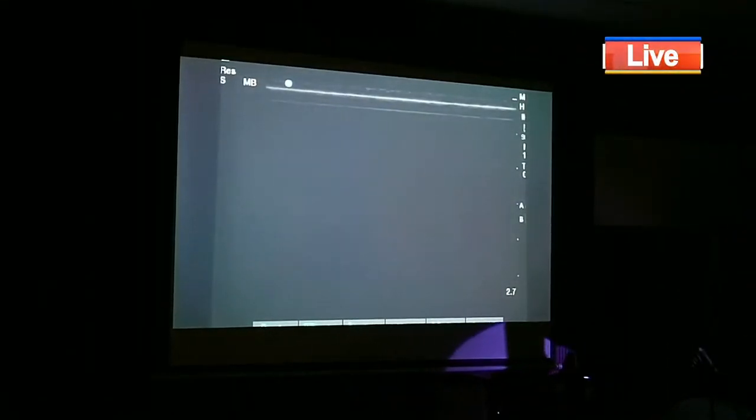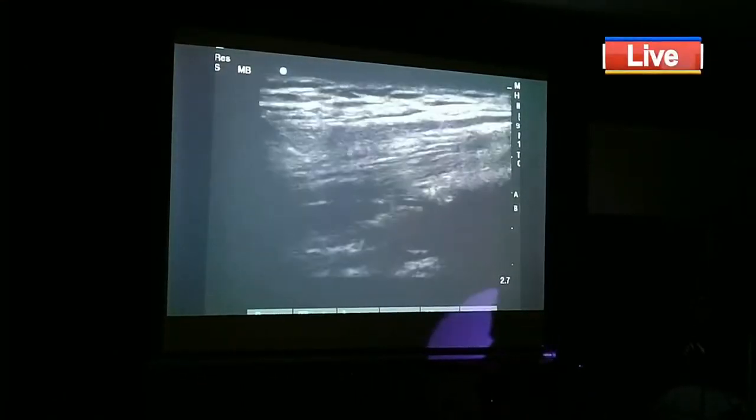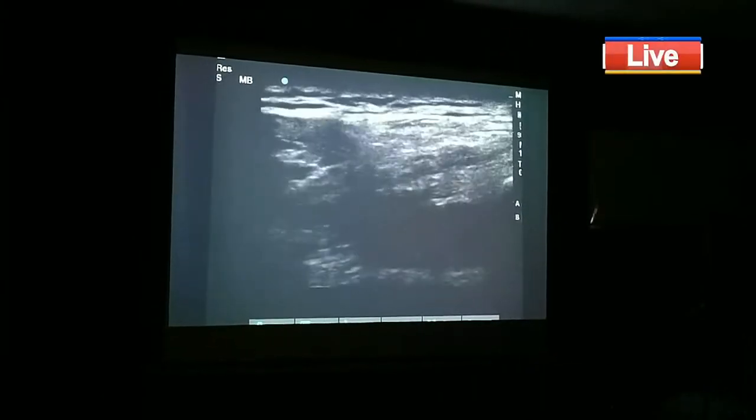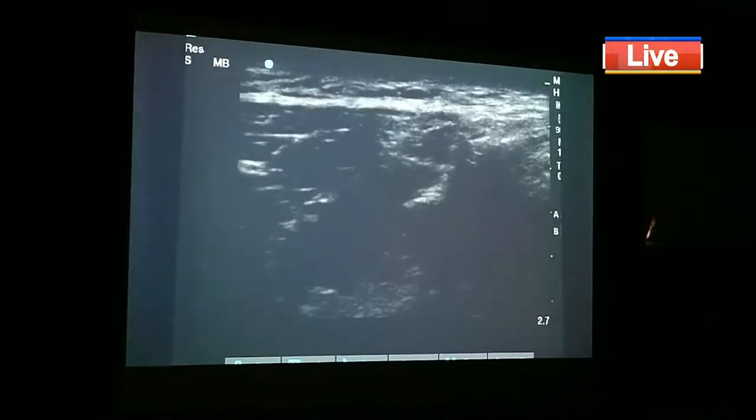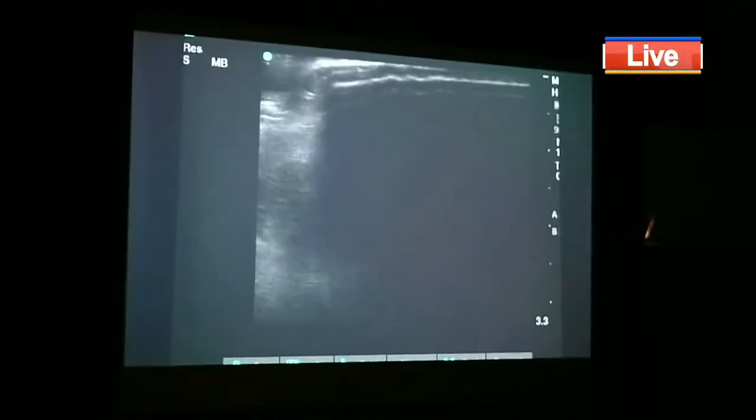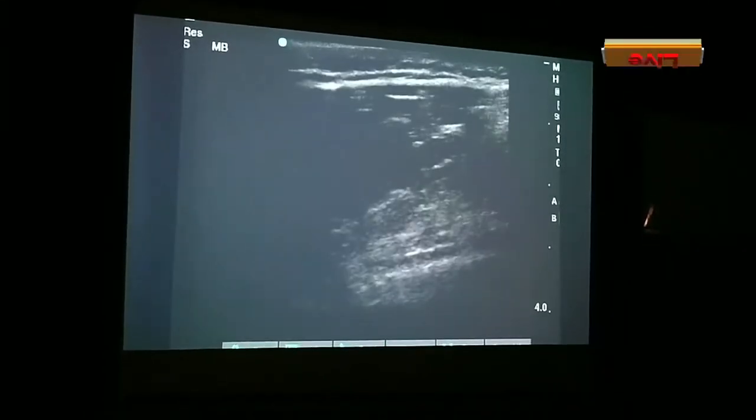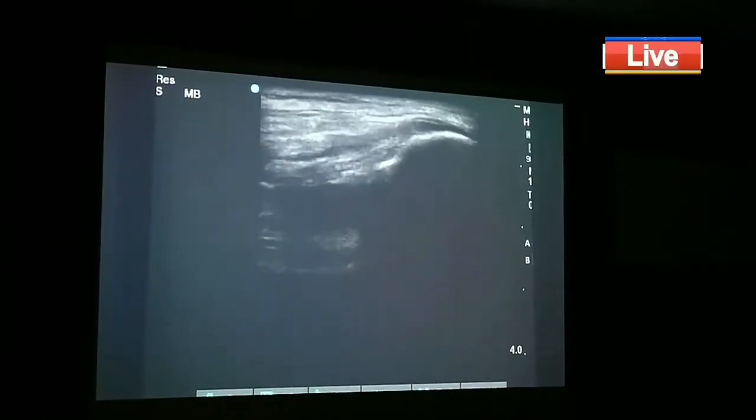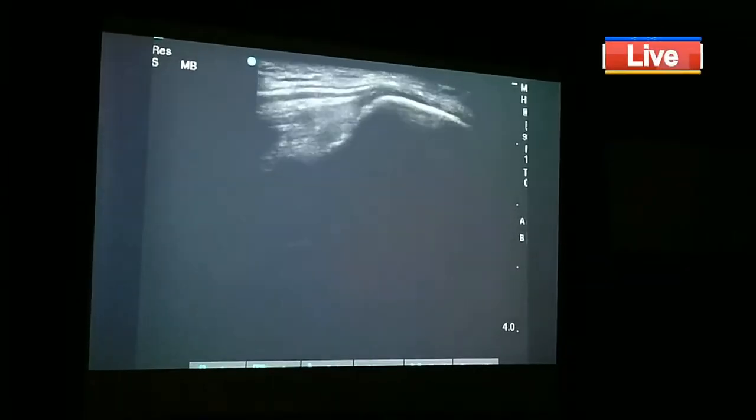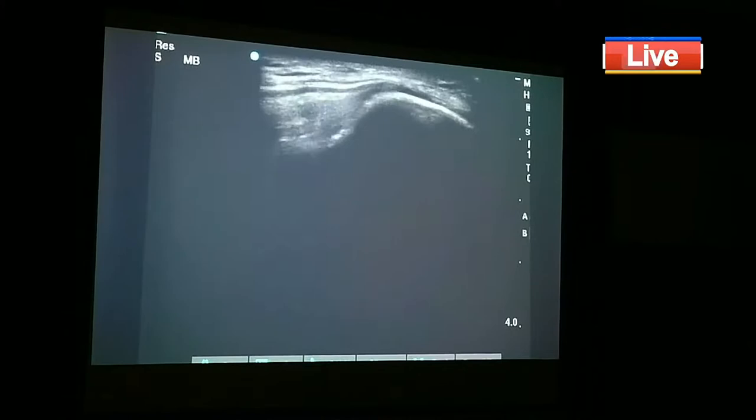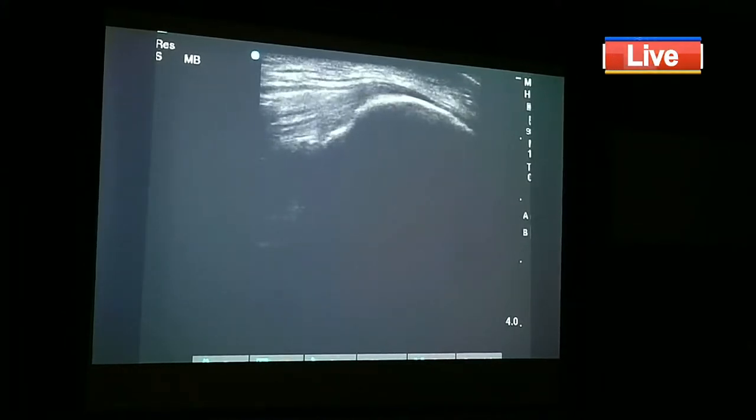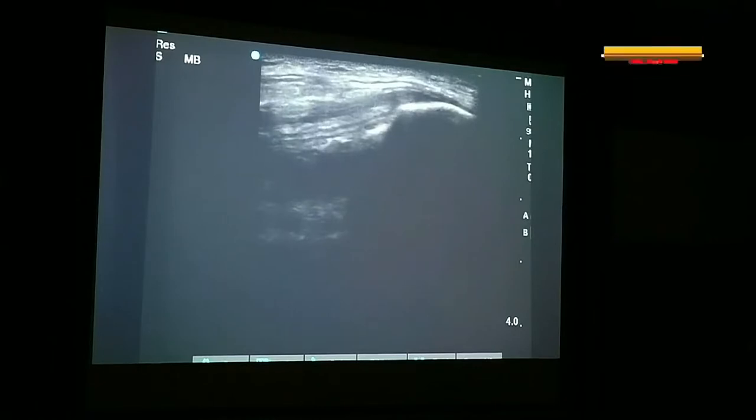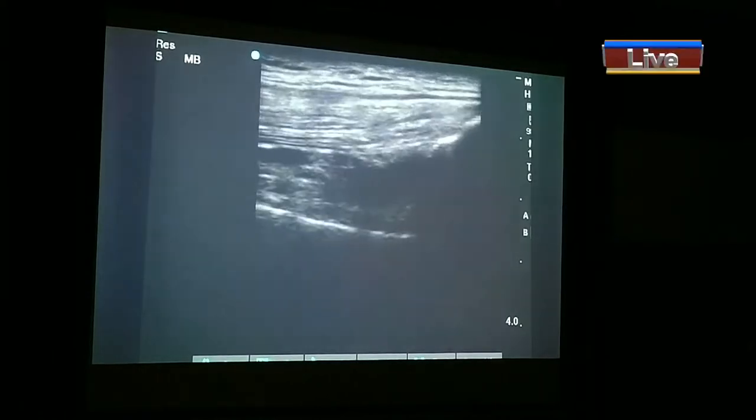I am just dropping the probe at 90 degrees on the knee, nothing else. I am not doing anything else, okay? So just see the depth a little. I have to keep it bang on top of the patella and see nothing but the bone. This is my first step. Easy. Then I would just move up slowly and appreciate these structures which are coming.